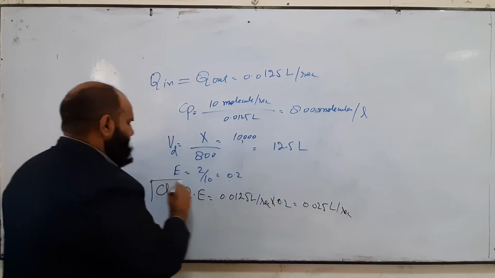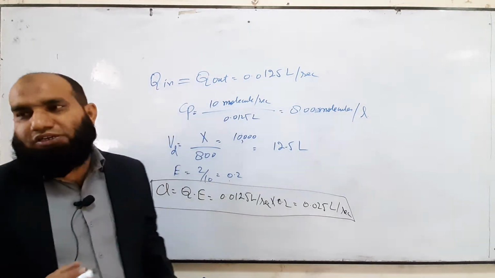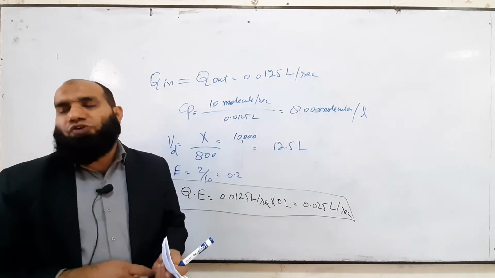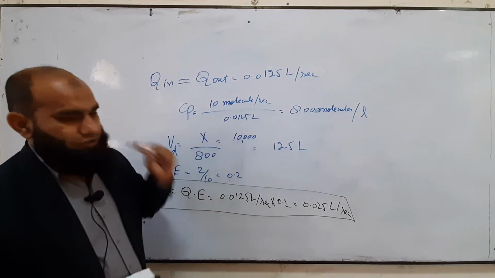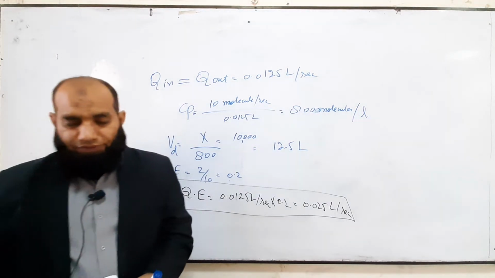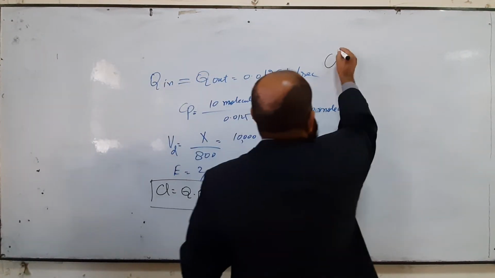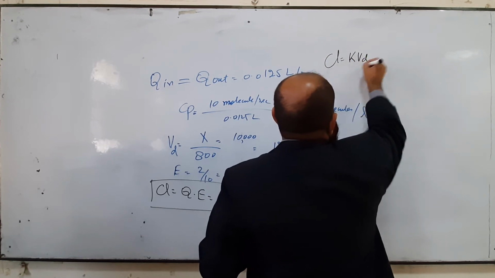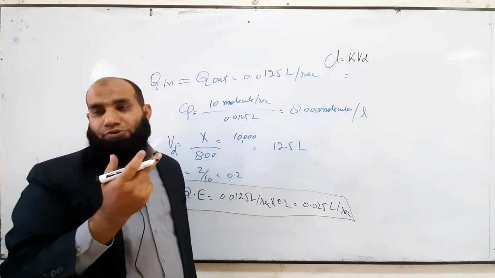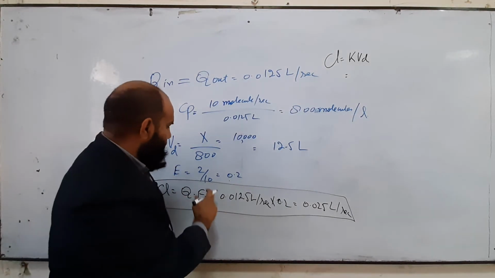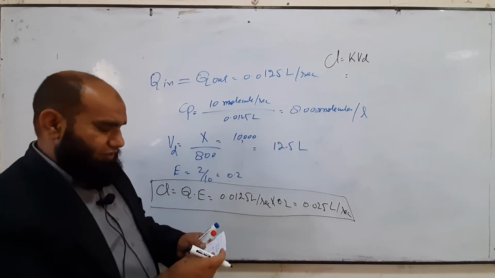We have used one formula, assuming that we have the clearance value 0.025 liter per second. This is the first condition. In another way, clearance is equal to K VD, which we have written as the formula in the compartmental concept. If you remember, that was the formula in our physiological modeling concept.